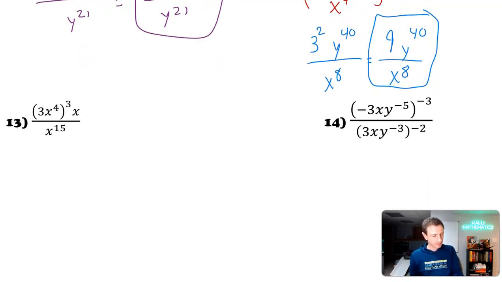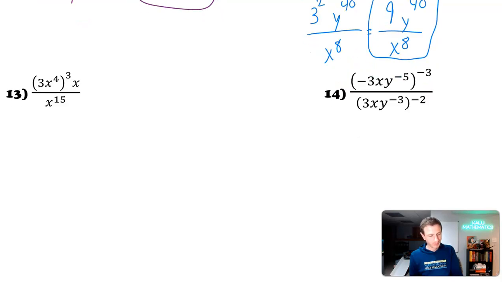Number 13. Moving along. These problems are good problems. 3x to the 4th all being raised to the 3rd times x to the 1st all over x to the 15th. So we have this little mix up here with the power to a power. So let's take care of that first. So 3 to the 3rd, because that's a 1 times 3. And then x to the 12th times x to the 1st over x to the 15th.